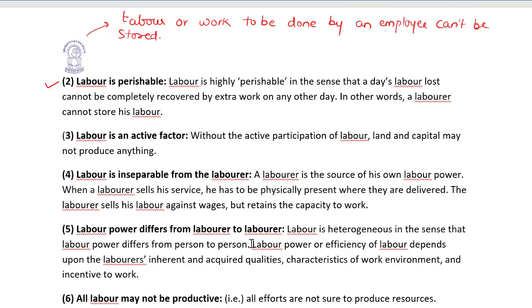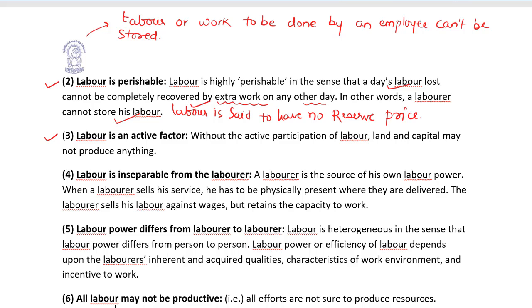Just read the text. So labor is highly perishable in nature in a sense that the day's labor lost cannot be completely recovered by the extra work done on any other day. In other words, a laborer cannot store his labor. Labor is said to have no reserve price. You can't store or reserve labor.